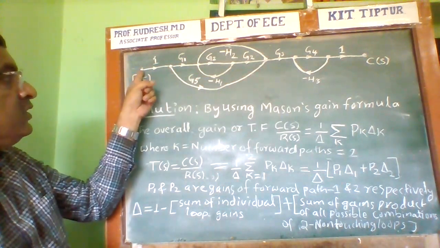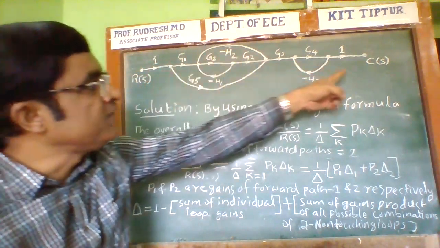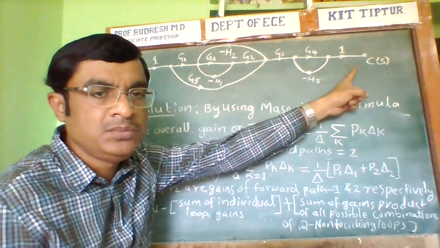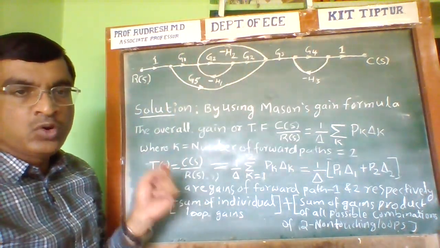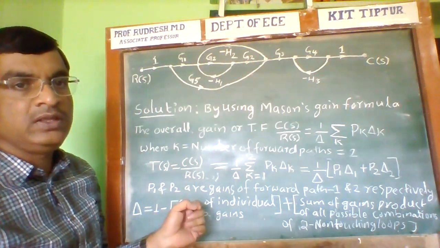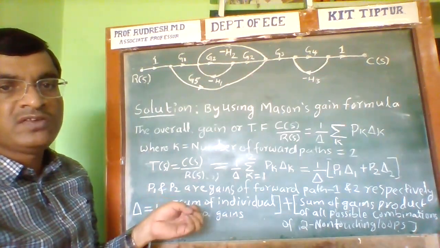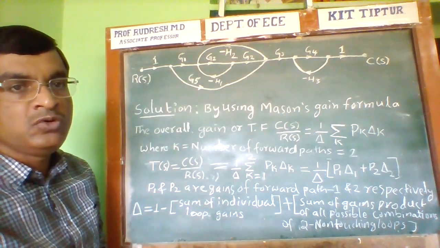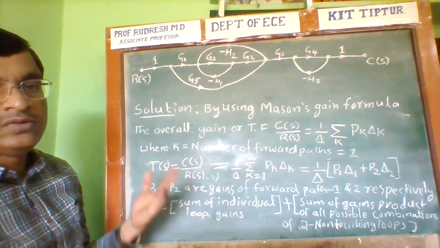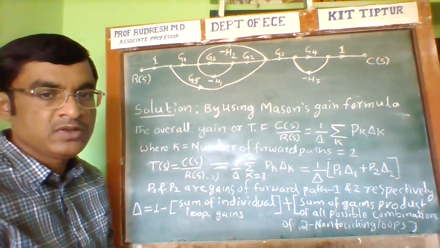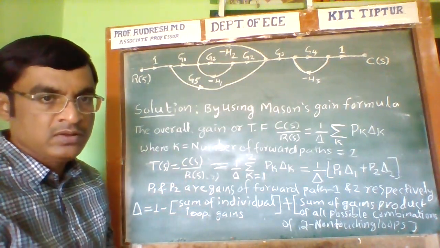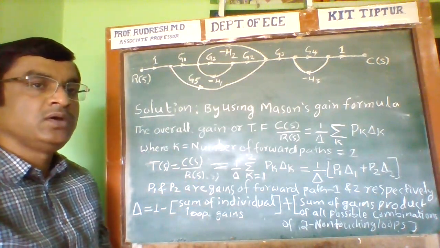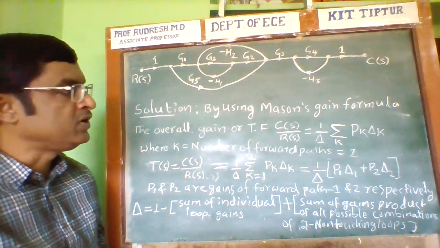The first forward path starts from the R node and ends at the C node. Any forward path starts from the input node and ends at the output node without crossing any node more than once. That is the standard definition. In the examination, you will also get questions on definitions. They will ask what is a forward path, what is forward path gain, loop, transmittance, branch. You have to go through the previous lectures, class notes, or watch my videos for those things.